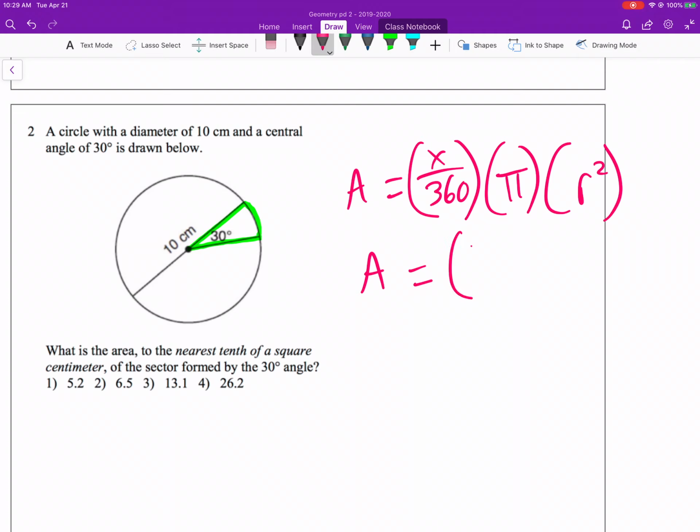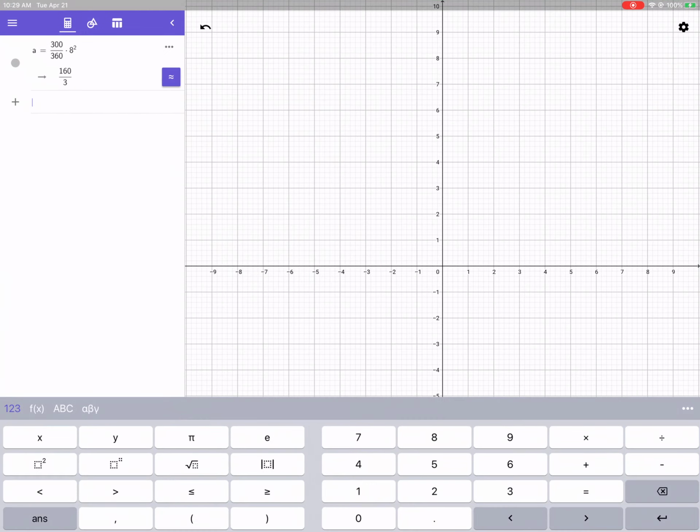x over 360 times pi r squared. So our central angle is 30 over 360 times pi times, be careful with not using 10, right? That's the diameter. We want to use the radius. And now we're going to multiply that out exactly as we see it, not just the 30 and 360 and 5 squared, but include the pi as well.